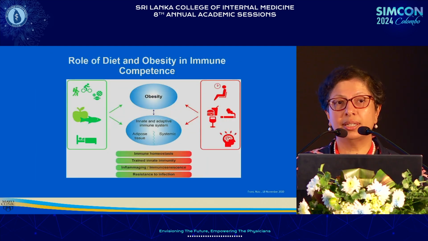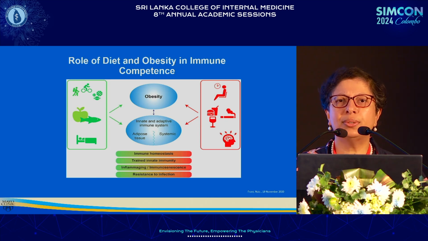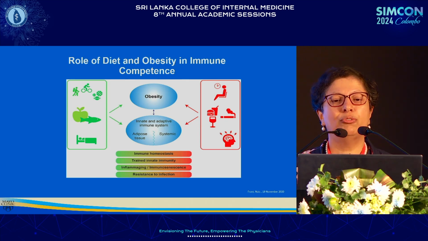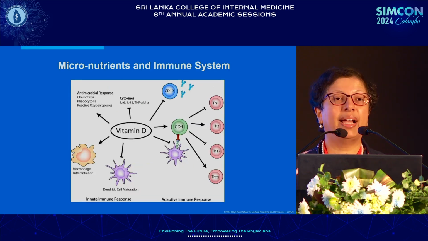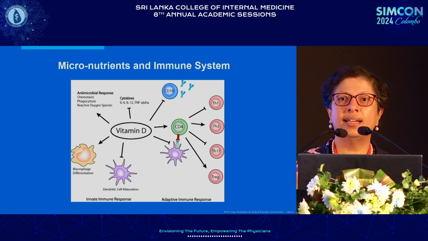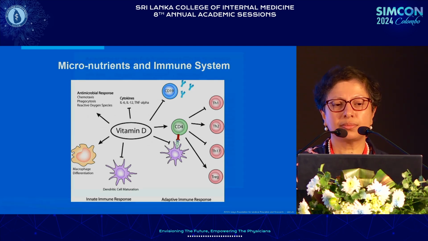There's a bigger epidemic of obesity around us, and we see significant immune dysfunction in these patients with obesity and how lifestyle factors affect immune functioning. And then there is the bigger role of micronutrients, vitamin D being the major one, especially in North America, with vitamin D deficiencies, where vitamin D has an important role in regulatory T cell function.